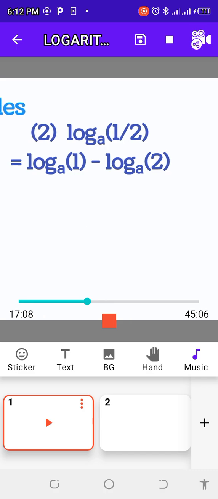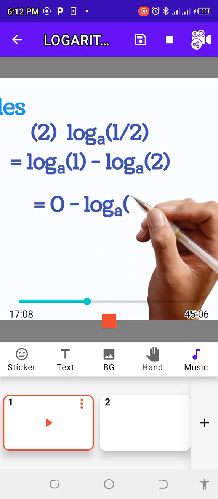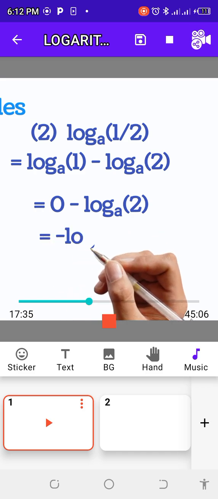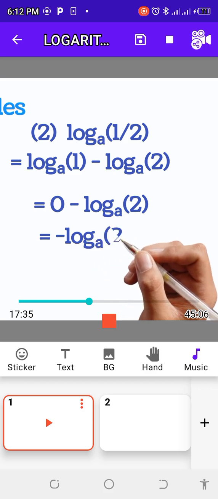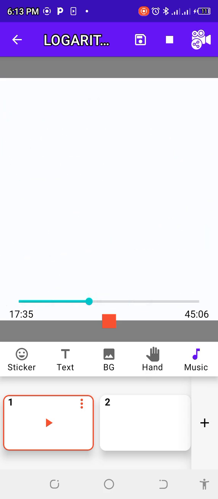0. So automatically you have 0 minus log 2 base a. And that is equal to minus log 2 base a. And that is the answer. Minus log 2 base a. We are giving you so many examples so that you get acquainted with how to apply this law.